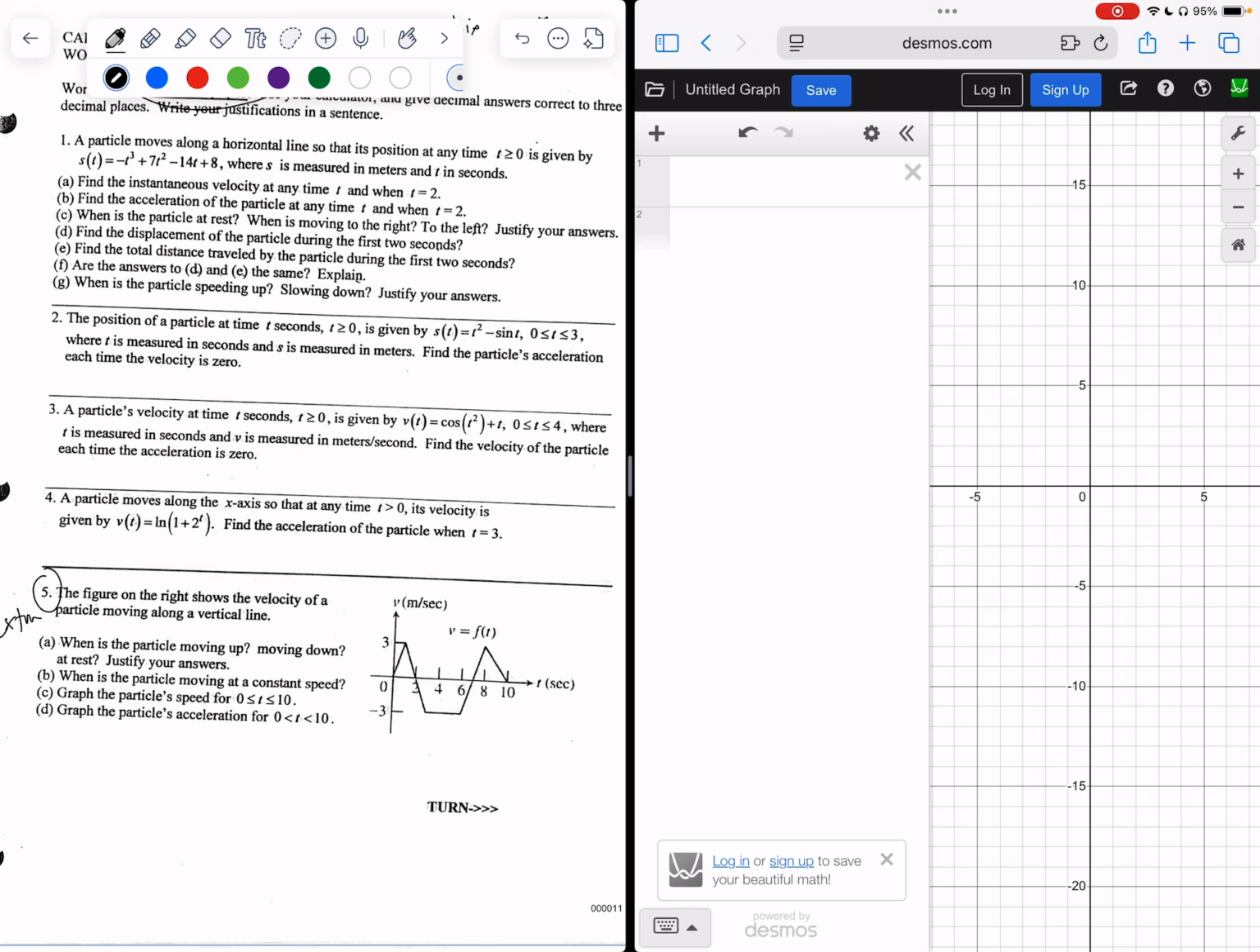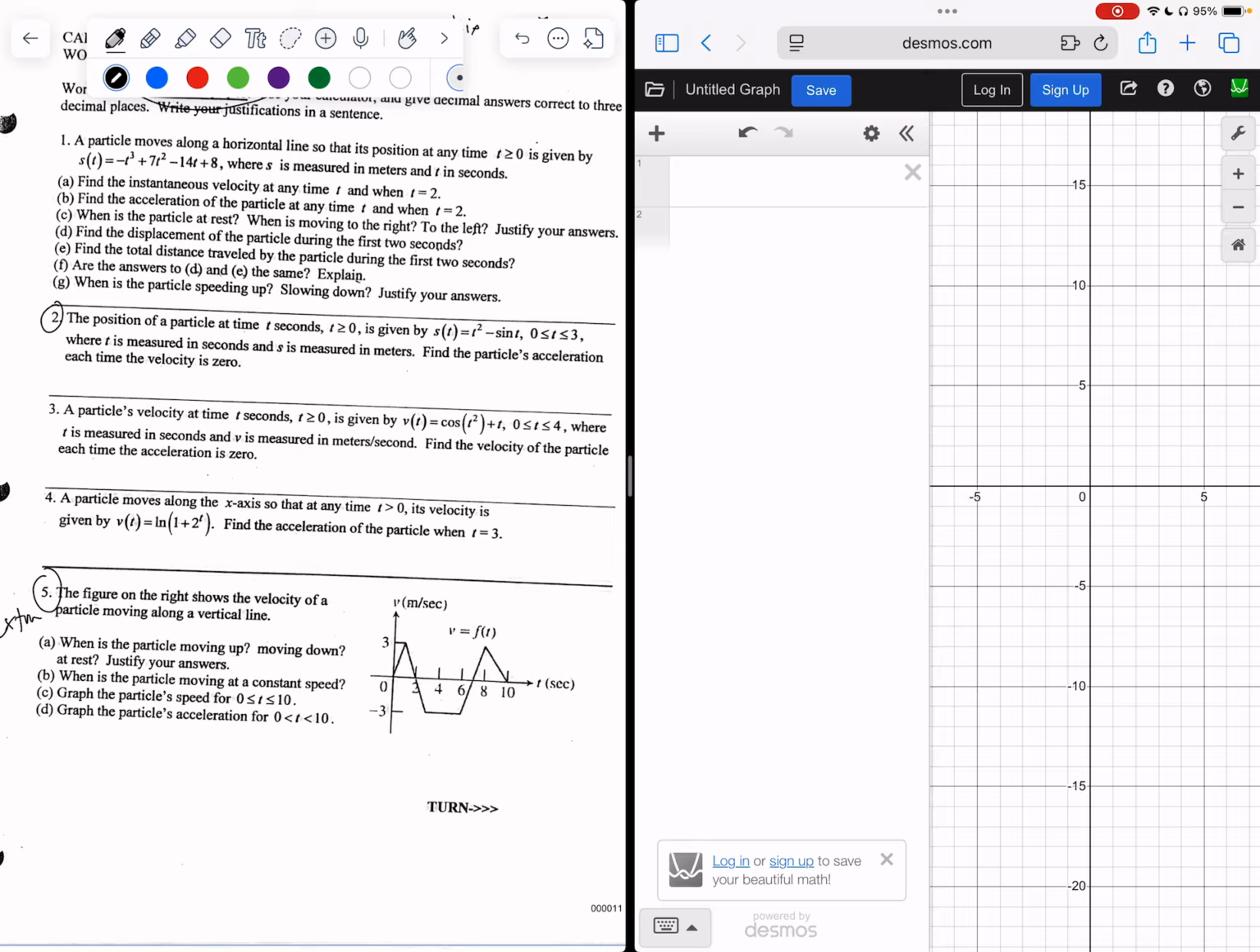So the first question, question number 2 here, says the position of a particle at time t seconds, where t has to be greater than or equal to 0, is given by the position function t squared minus sine of t, from 0 to 3. We want to find the particle's acceleration each time the velocity is 0.